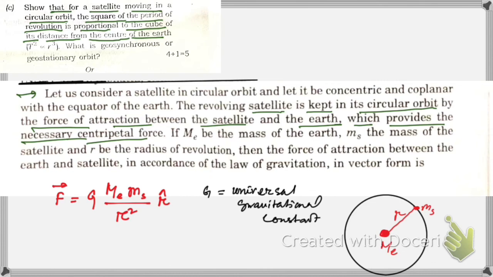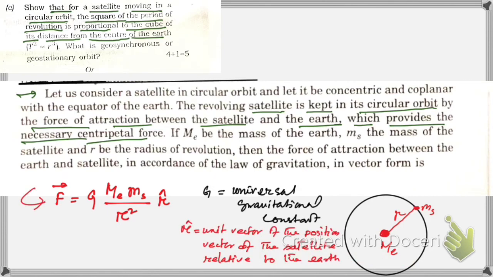So now you see, r cap is the unit vector of the position vector of the satellite relative to the earth, right?